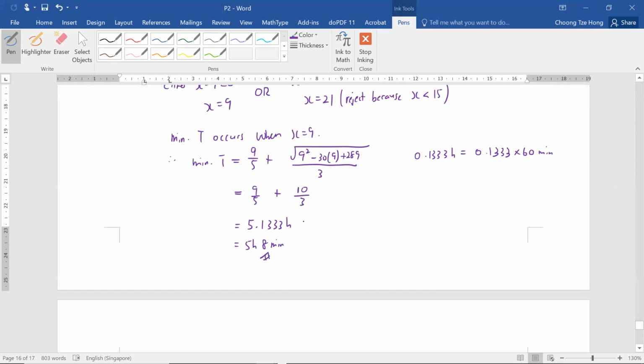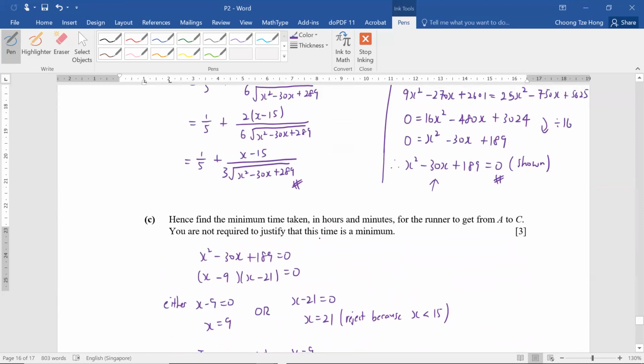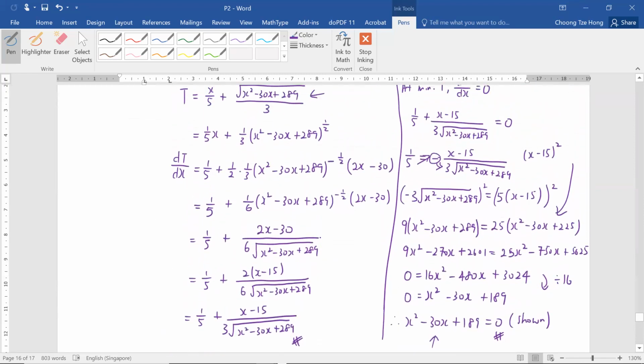So this is the last question for this 2023 paper 2. It's also a maxima and minima problem. I'm not sure why the paper has two maxima and minima problems in question 8 as well as question 9. But as you can see, the questions look difficult, but actually it's not really that difficult. So do give it a try.